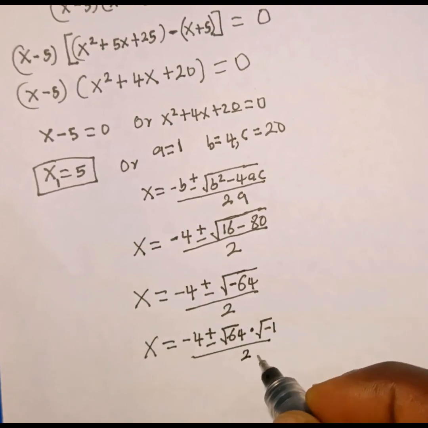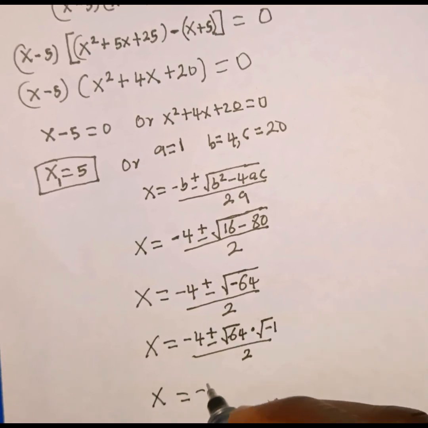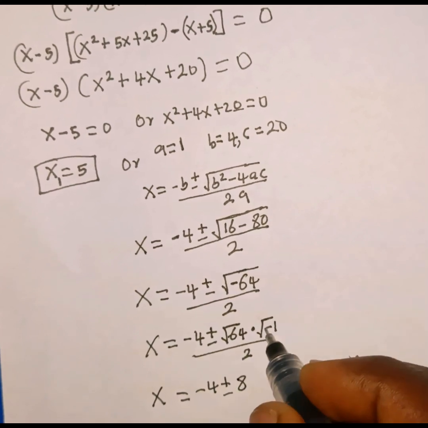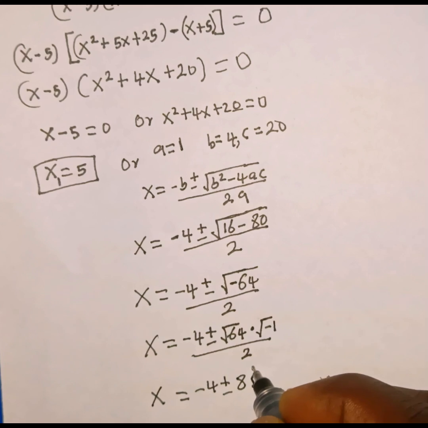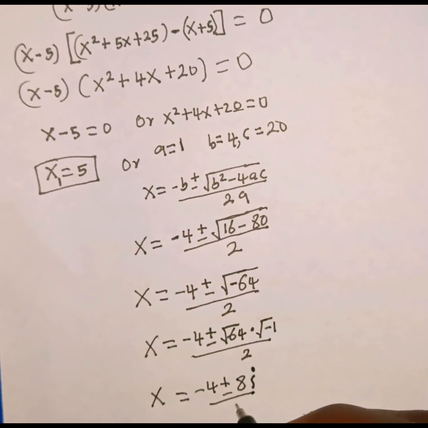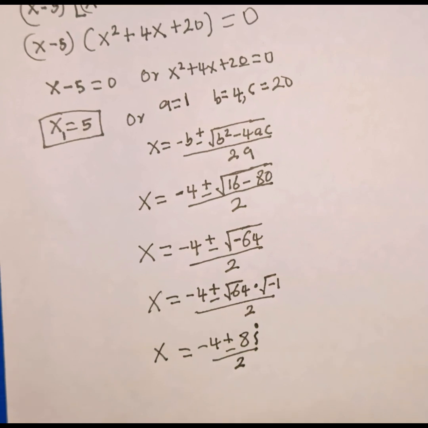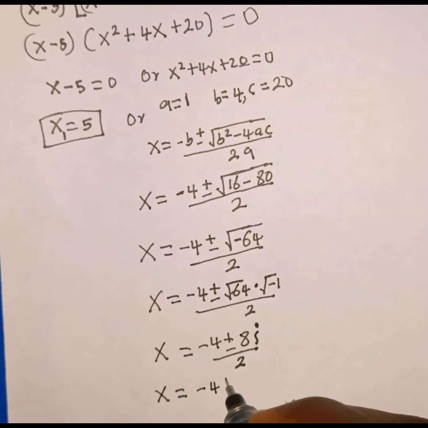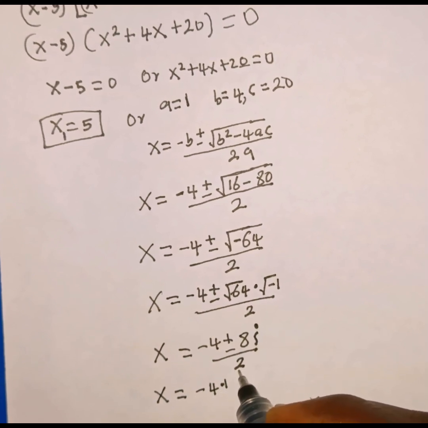So everything over 2. Now, x will be equal to negative 4 plus or minus the square root of 64, which is 8. Then when you take the square root of negative 1, it's going to give us i, which is an imaginary number. So everything over 2. So are we going to stop here? No, we need to simplify further again. Now we need to eliminate this 2 that is outside.